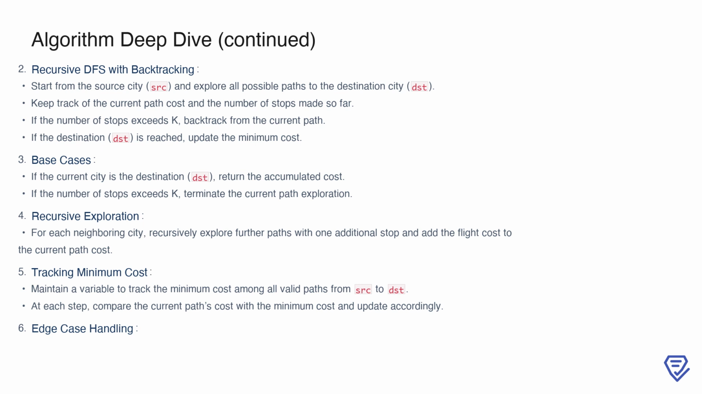To ensure accuracy, we establish base cases. If the destination is reached, we return the accumulated cost, and if the number of stops exceeds k, we terminate the exploration. This approach ensures we only consider valid paths and systematically explore all possibilities within the constraints.